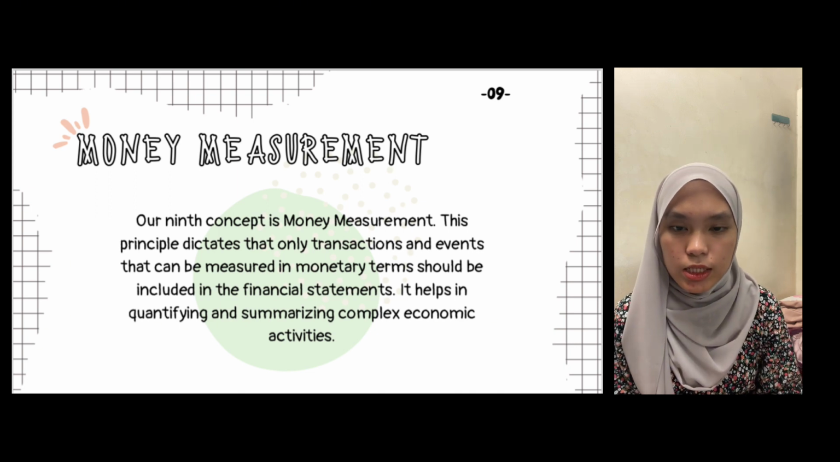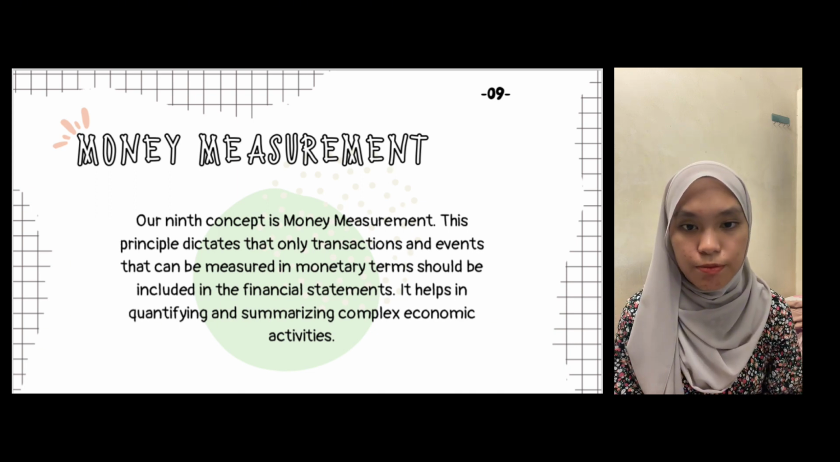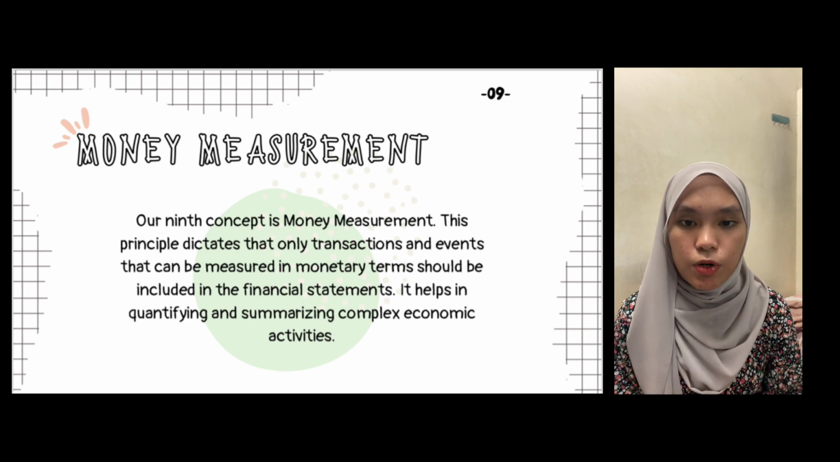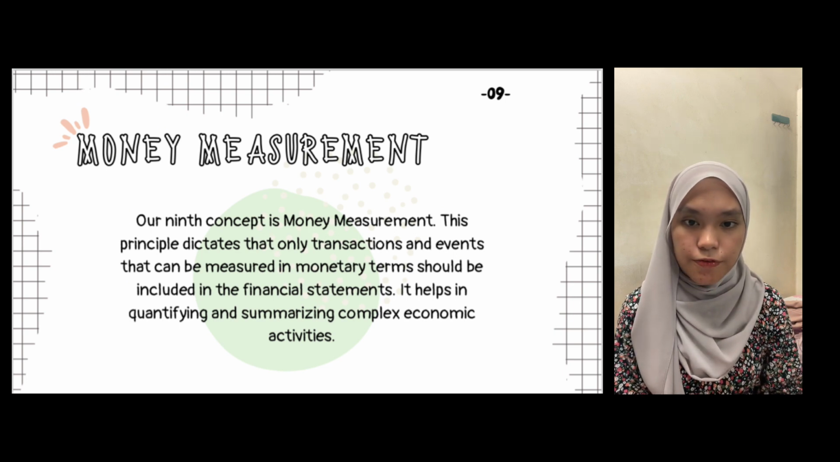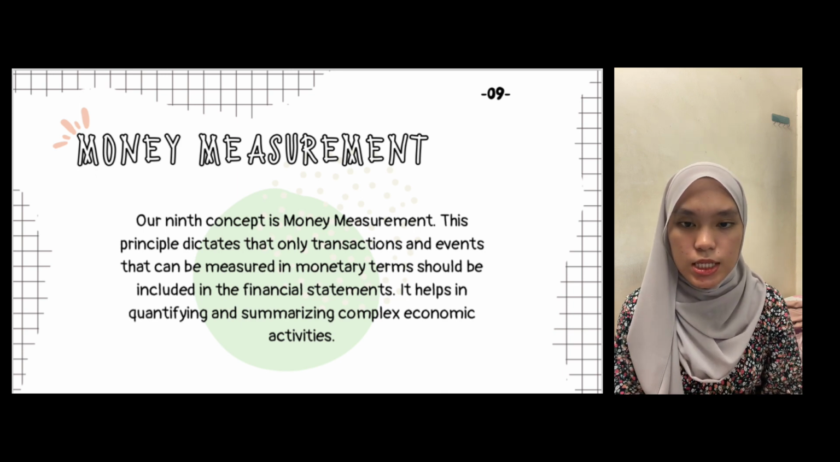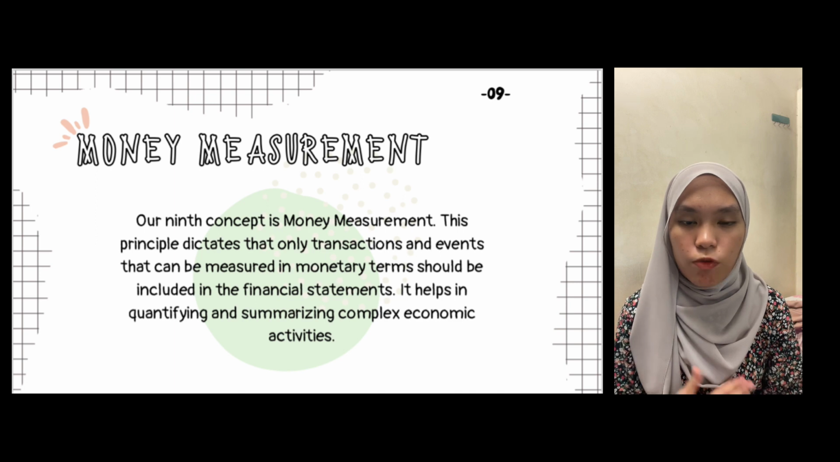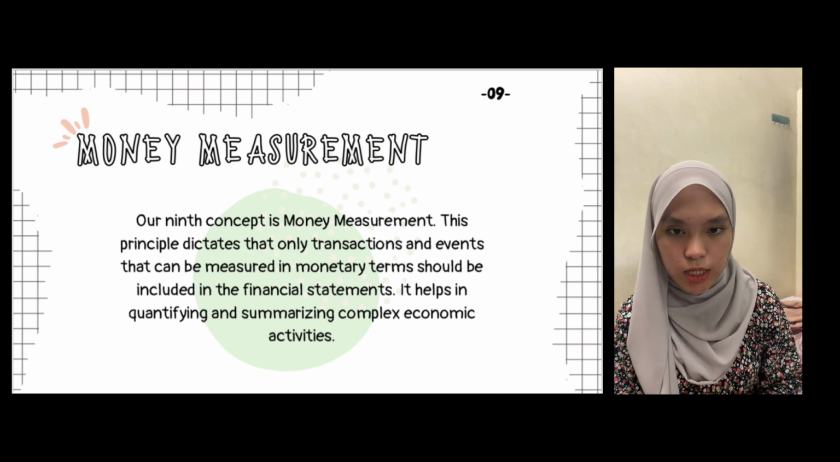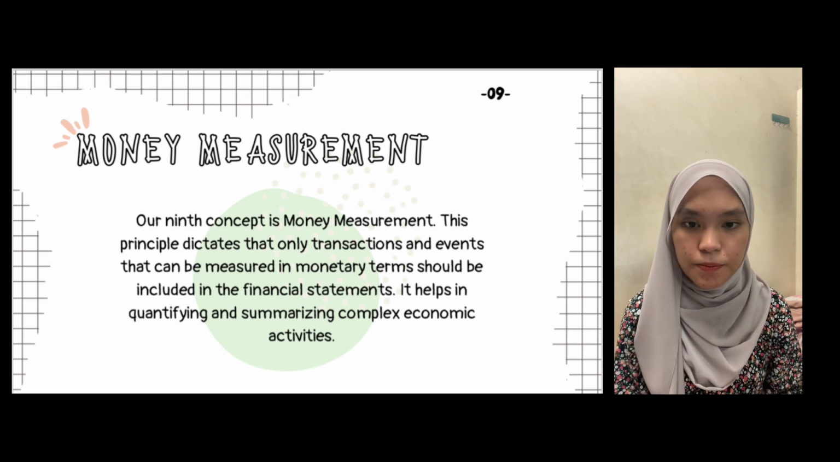The third is objective and verifiable. The concept supports objectivity and verifiability in accounting by insisting that only measurable data be used. This helps reduce bias and provides a clear numeric basis for financial reporting.